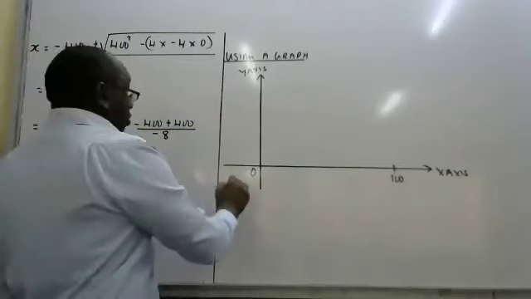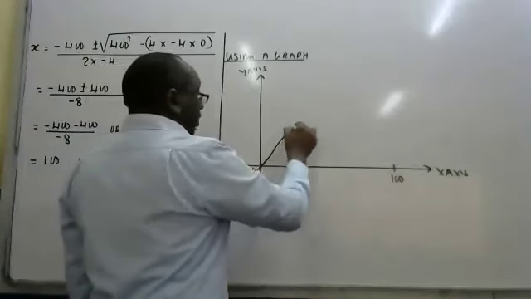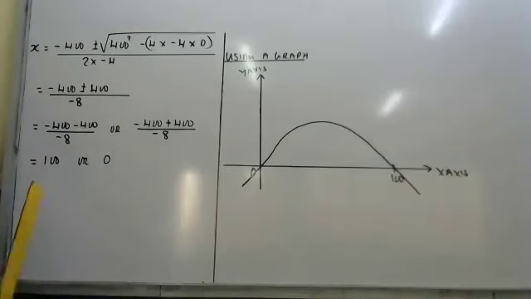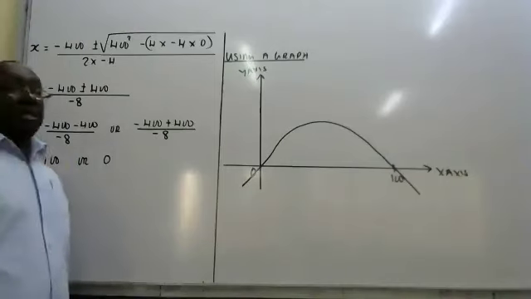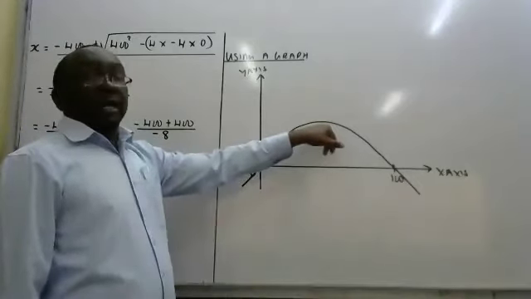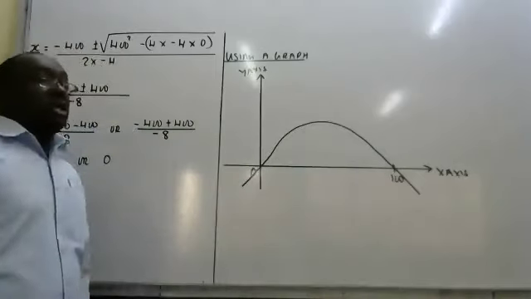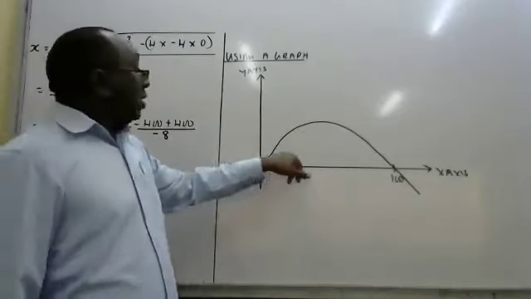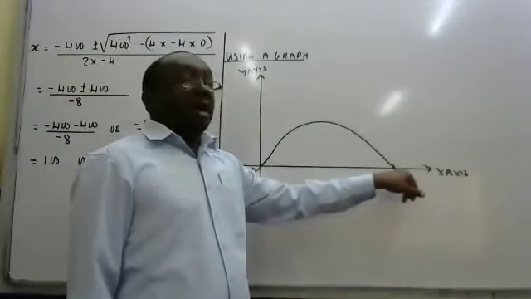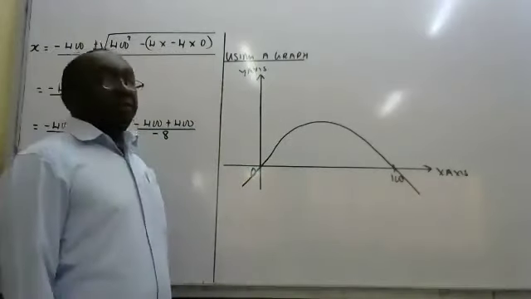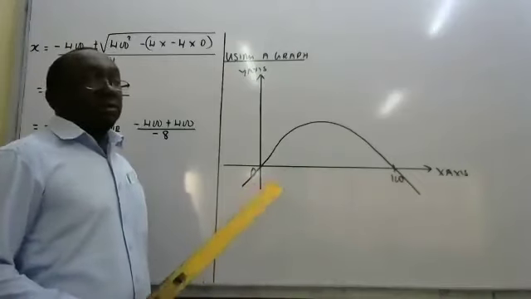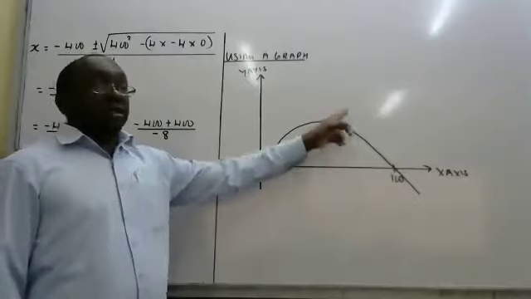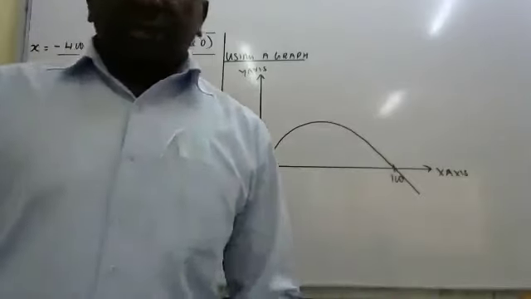So this function comes from here, passes through zero there, then goes up, comes down, and passes through 100. Later on, we shall get to know how to get this turning point. But for now, what I wanted you to see is that when you are using the graph, the values at which it touches the x-axis are the solutions. And this function has only one turning point. The turning point is the point at which you are changing direction.